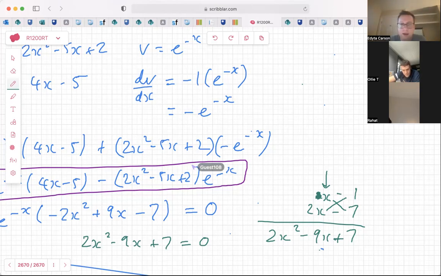So in A-level exams, if it's a question about anything but quadratics, normally they're quite nice quadratics because they don't want you to spend ages trying to solve it. That's not the point of the question. So we have x minus 1 times 2x minus 7 equals 0 because that's what the gradient is.